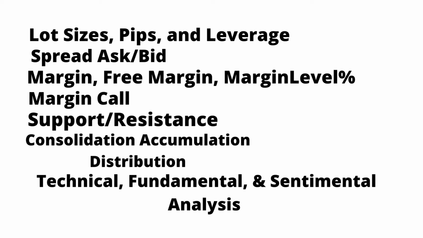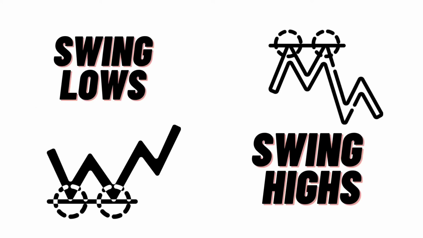Technical, fundamental, and sentimental analysis are all types of different ways to analyze the markets. So what are swing highs and swing lows? Well, a swing high describes a swing towards the high side that's higher than the previous high. And the swing low would be the opposite, a swing towards the low side, lower than the previous lows.